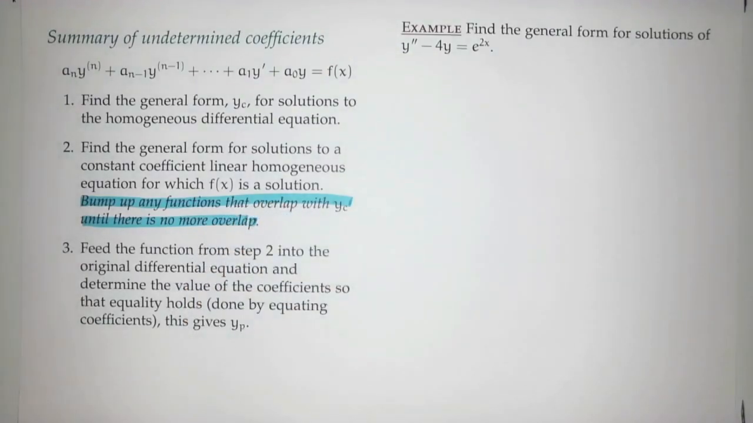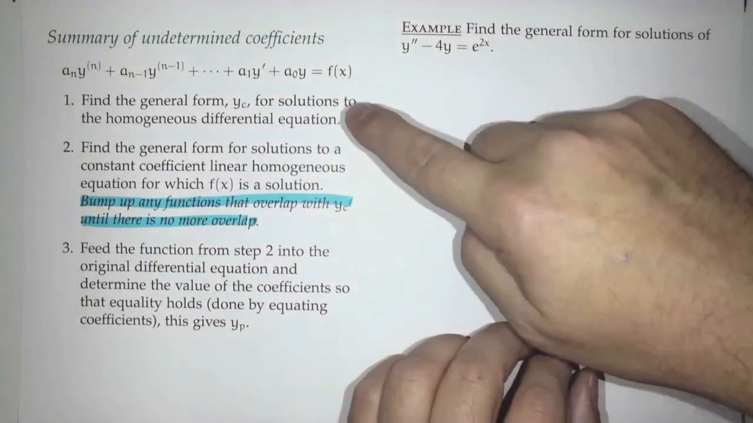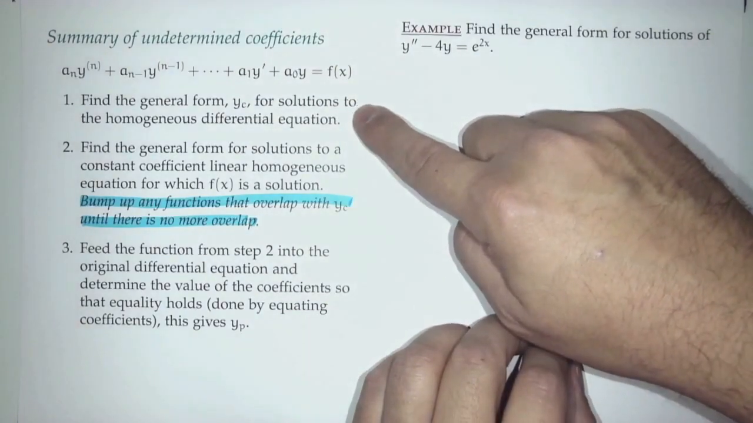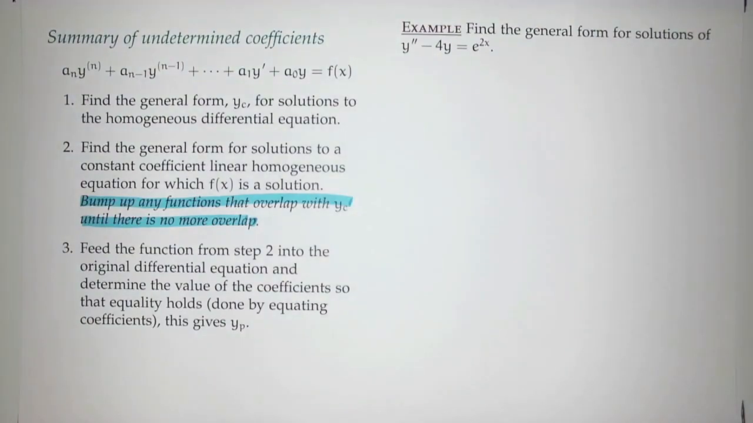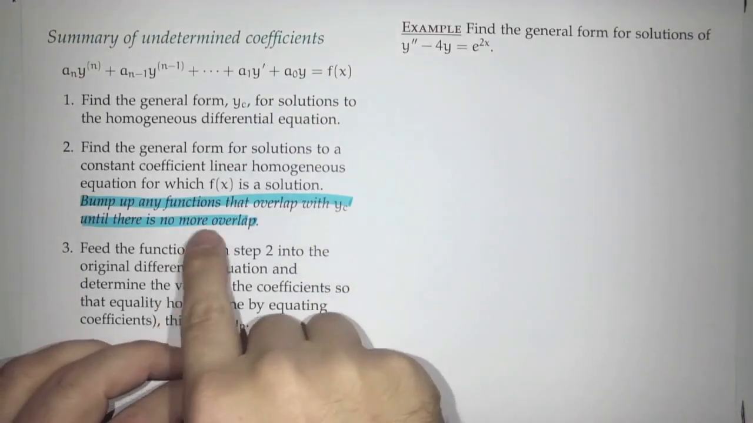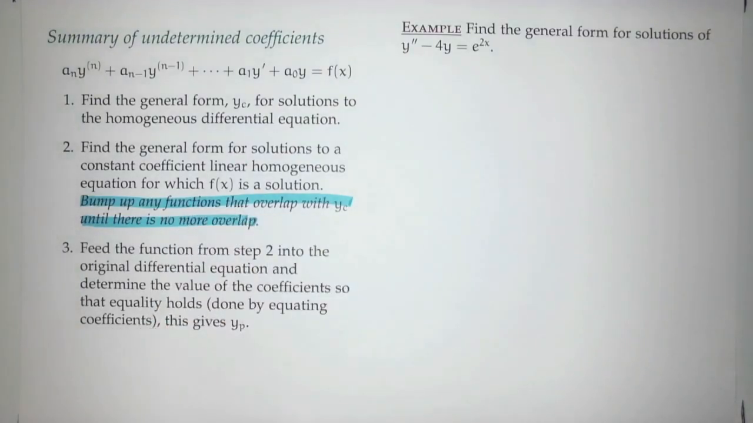Well, what is it? It says, if you have anything that overlaps with what you found in part 1. So part 1, remember, that's this complementary solution. If there's anything that overlaps in part 1, whatever the overlap is, you got to bump it up. Bump it up, bump it up. You got to get rid of the overlap. Because overlap is useless. Because when you have anything that overlaps, if you plug it into the differential equation, it just goes away, goes to 0.